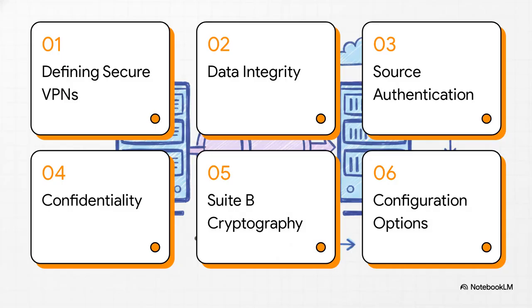Let's just quickly run through our roadmap for this explainer. We'll be hitting 1. Defining secure VPNs. 2. Ensuring data integrity. 3. Verifying source authentication. 4. Maintaining confidentiality. 5. Advanced cryptography, specifically Suite B. And finally, number 6. Junos configuration components.